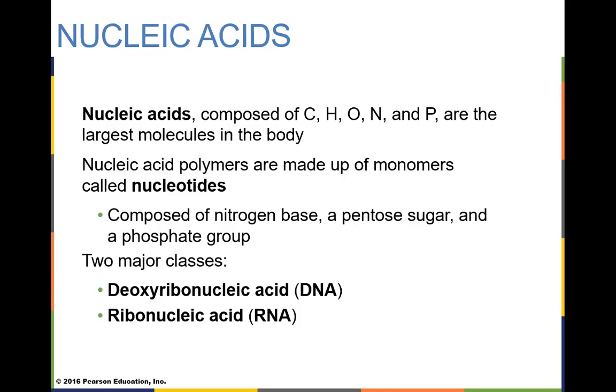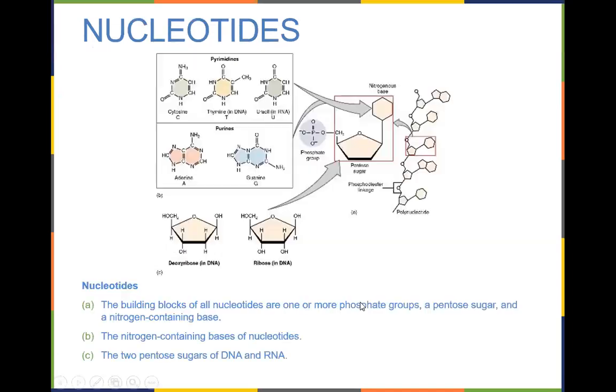A nucleotide will consist of a nitrogen base, a 5-carbon sugar, either a ribose or deoxyribose sugar, they're both 5 carbons, and a phosphate group. The phosphate and sugars tend to make up the backbone of the DNA molecule and the RNA molecule. It is the nitrogen-containing base that determines our genetic code. It's the order of these bases that determines our genetic code. So we have DNA and RNA.